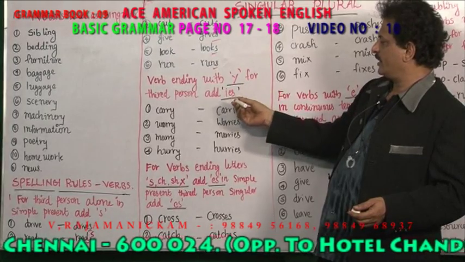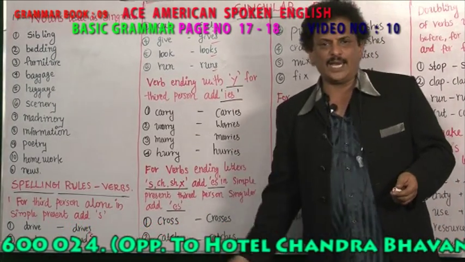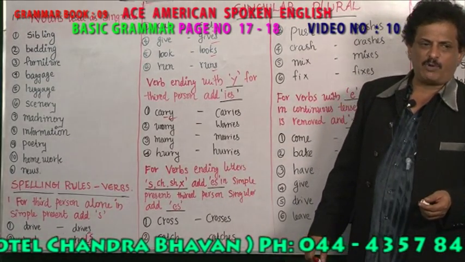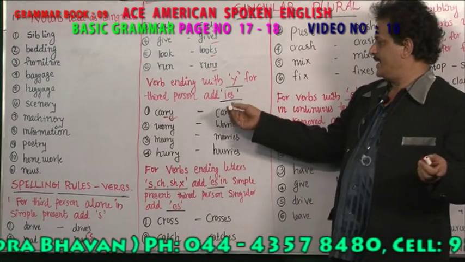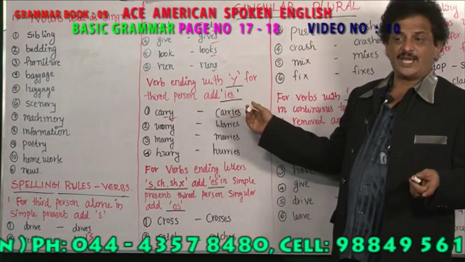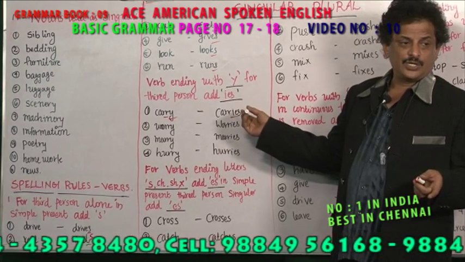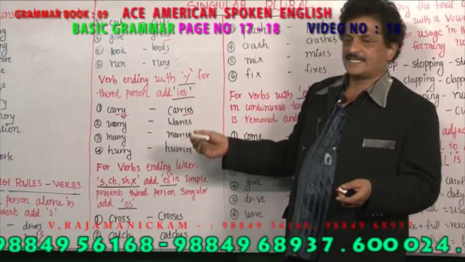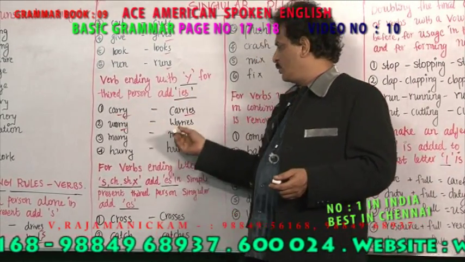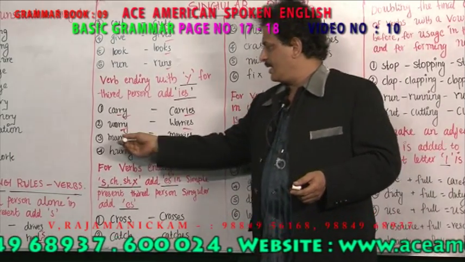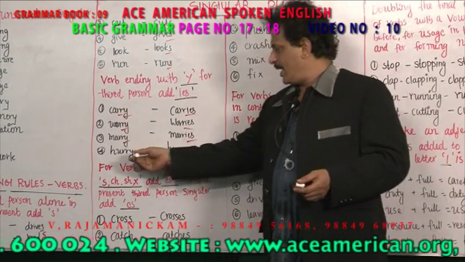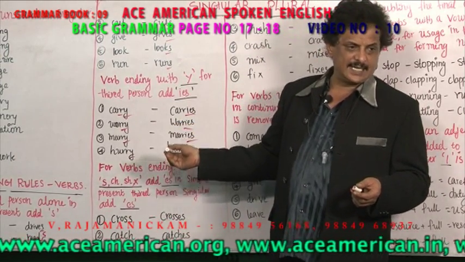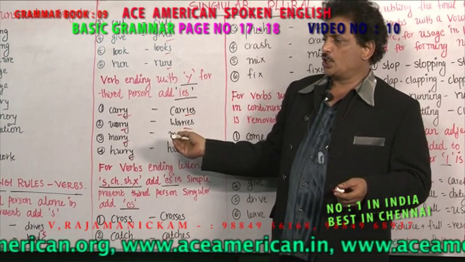Verb ending with Y, for third person, add IES. Carry. Before Y, what do you have? Consonant R is there. So, what is the singular form of carry? Carries, right? If you add ES, it becomes IES, plural for noun, but singular for verb. He carries, Rama carries, worry, my father worries about me. Marry, he marries, hurry, he hurries. So, for he, she, it, you are using IES, right? If you add IES, it becomes a singular verb.